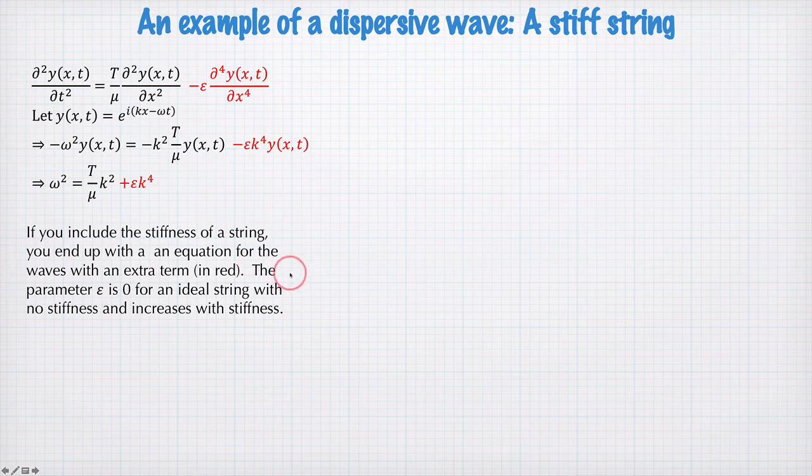So if you include the stiffness of the string, you end up with an equation for the waves with an extra term in red, and the parameter epsilon is 0 for an ideal string with no stiffness and increases with stiffness.